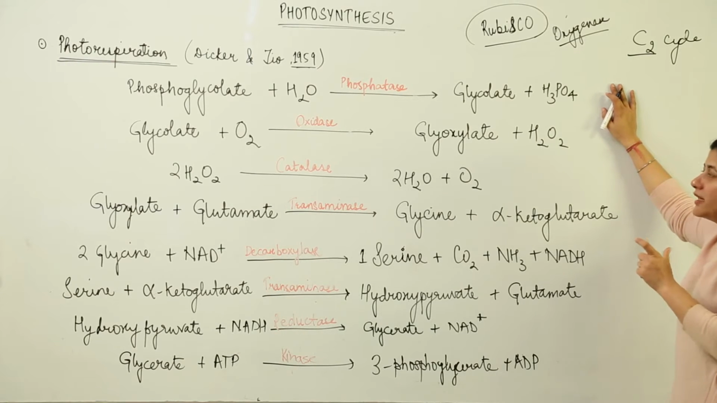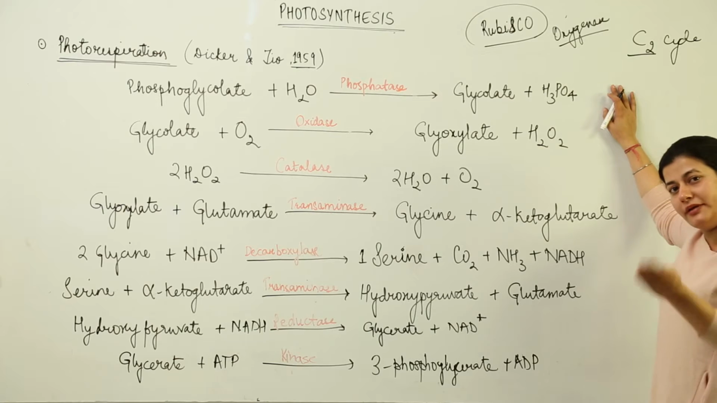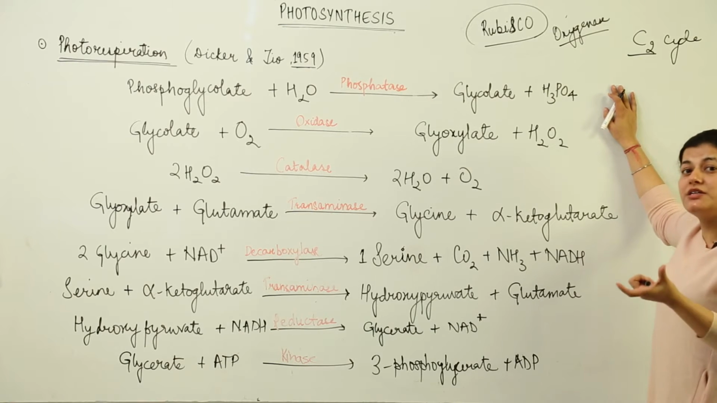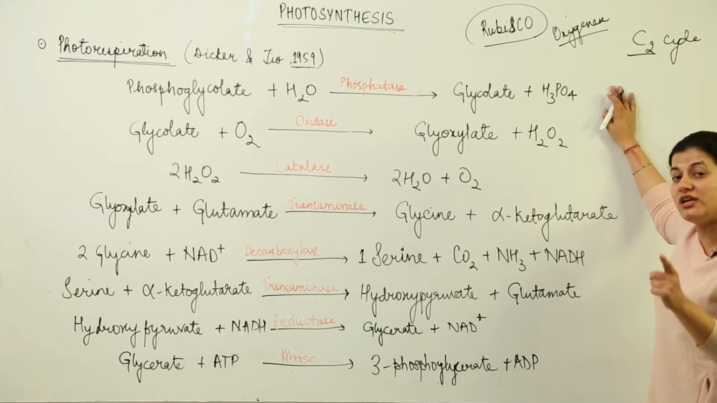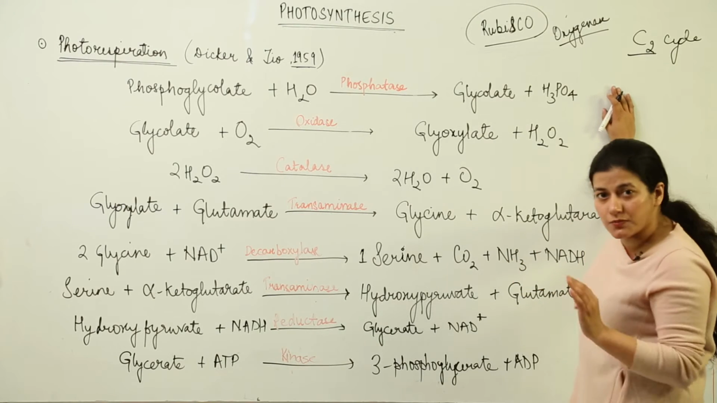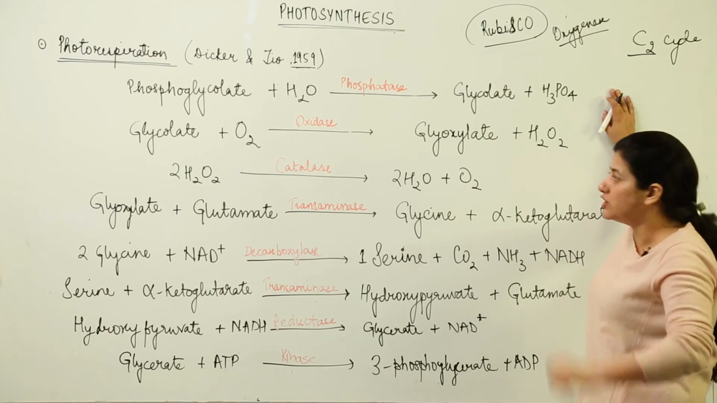Do remember one thing, that the main active site of this Rubisco is similar for both carbon dioxide and oxygen, but when the concentration of oxygen is high at higher temperatures, especially in tropical plants, it is observed that the carboxylase activity is replaced by the oxygenase activity.